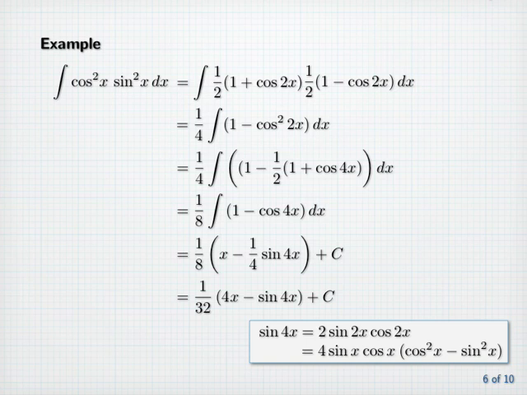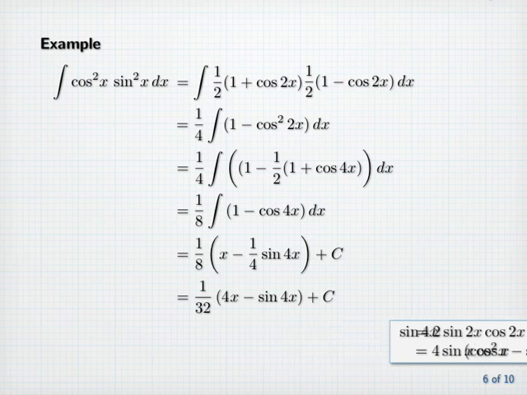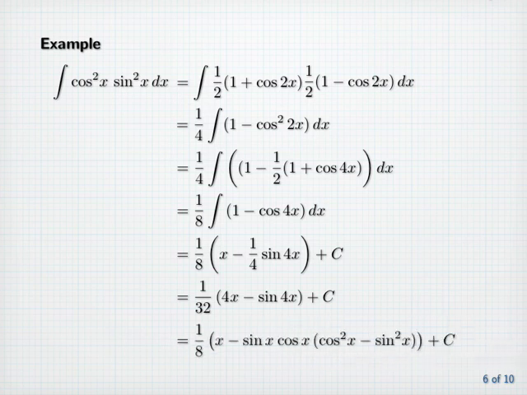Now notice that if we replace the sine of 4x with this in our result, both terms in the parentheses have a factor of 4, which we can bring out front, and we have 4 over 32, or 1/8, times x minus sine x cosine x times cosine squared x minus sine squared x plus c. In general, when we have even powers of sine and cosine, more or less the same process can always be carried out. We apply power reduction formulas, then expand products, and then repeat that process until the integrand involves only odd powers of sine and cosine.